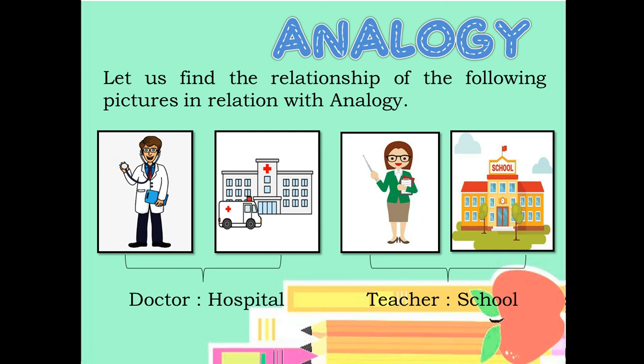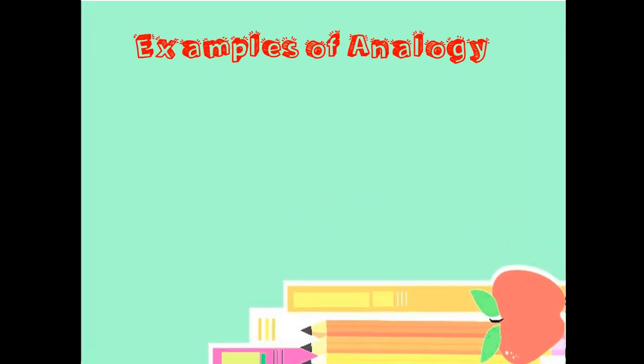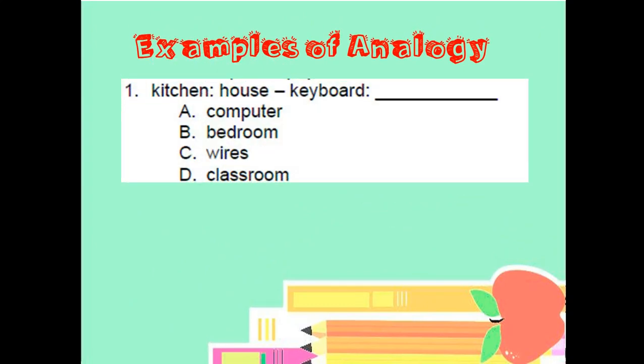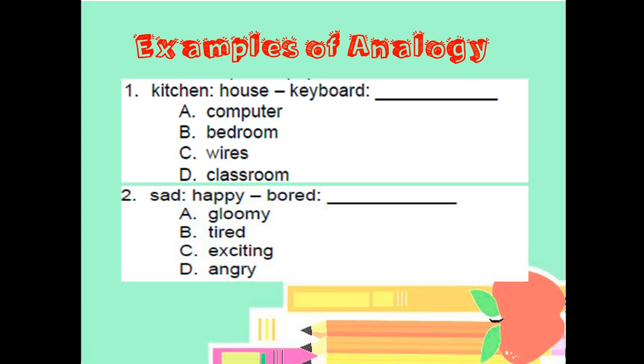Sometimes analogy is a combination of logic and your perception. We identify the relationship not just by personal identification, but we also provide analogy based on the relationship and logical reason. Now, we have here another examples of analogy. If we have kitchen, house, keyboard, and blank, we also have sad, happy, bored, and blank.